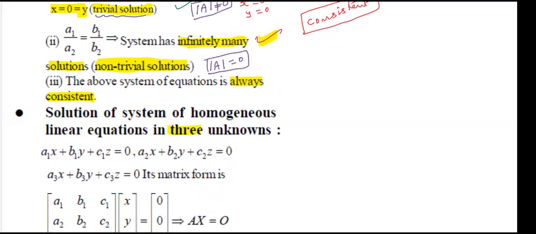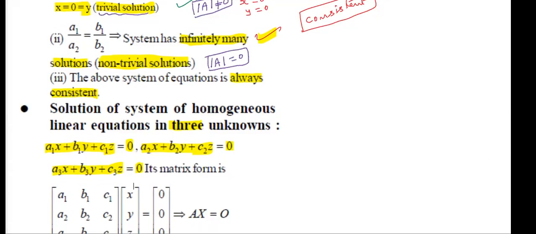Right. Next, three unknowns means x, y, z. This is the homogeneous system of linear equations: a1x plus b1y plus c1z is equal to 0, a2x plus b2y plus c2z is equal to 0, a3x plus b3y plus c3z is equal to 0. We can write these in matrix equation form.